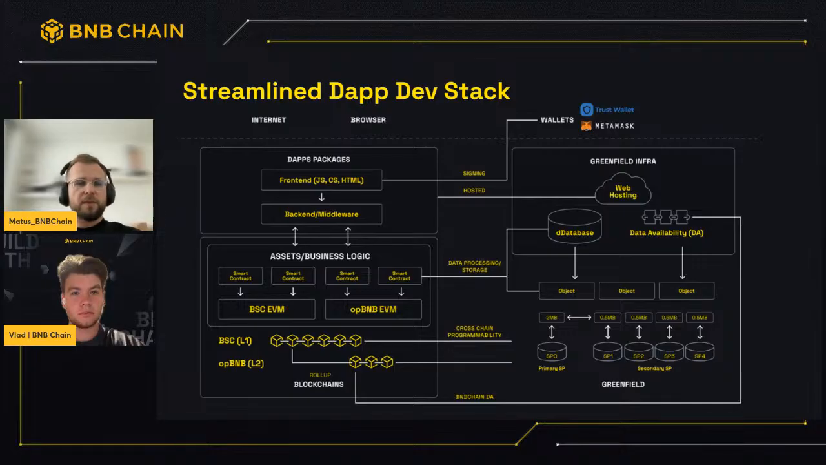Here is an example of how you can deploy or reuse our whole ecosystem. You can deploy your whole app to our decentralized storage, Greenfield. You can execute the logic of your DApp either in our BSC EVM or opBNB EVM. And if your app requires a lot of storage, you can also reuse the storage of our Greenfield. All this is available to you to build on.